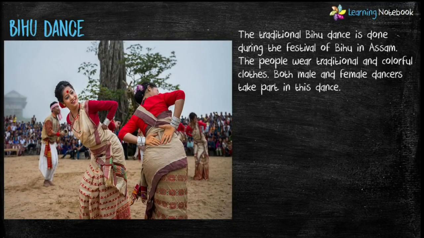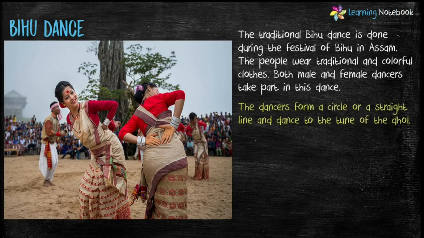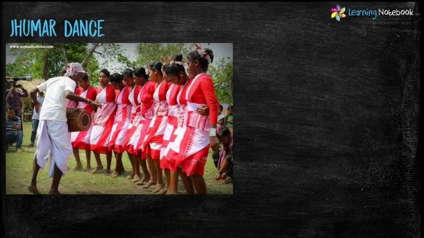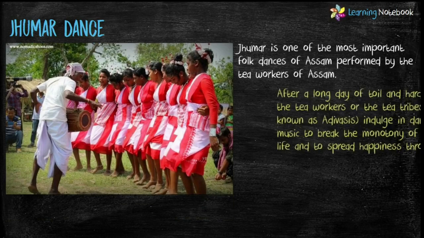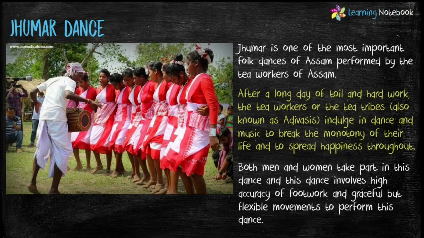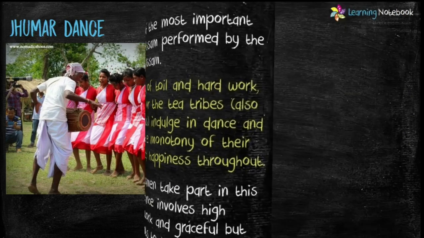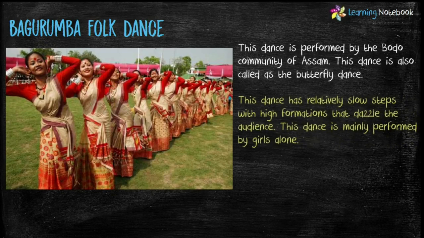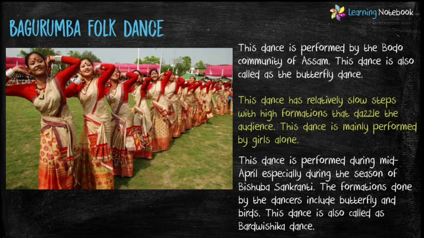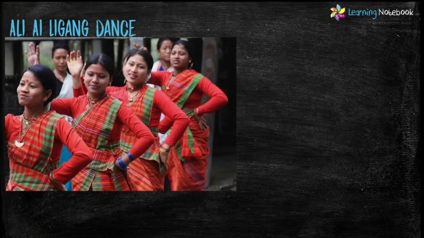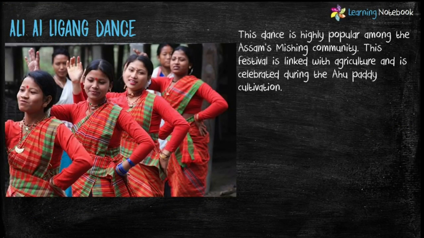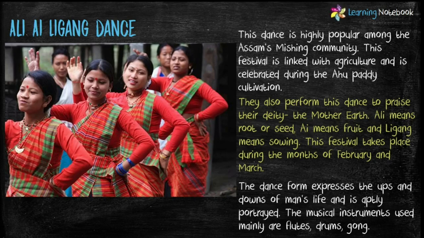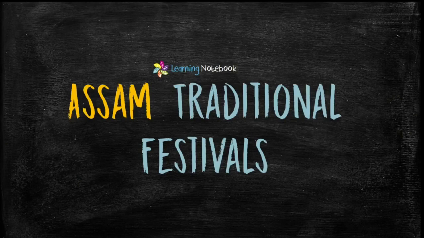First famous traditional dance of Assam is Bihu dance. Next is Jhumar dance. Third dance form is Bagurumba folk dance. And the last dance of Assam is Ligang dance. Now let's learn about traditional festivals of Assam.